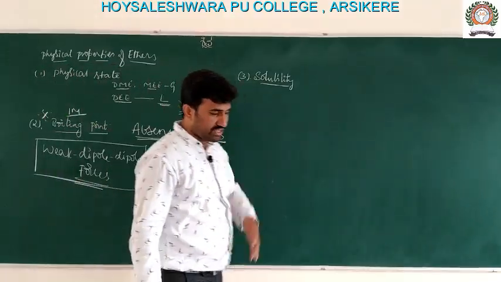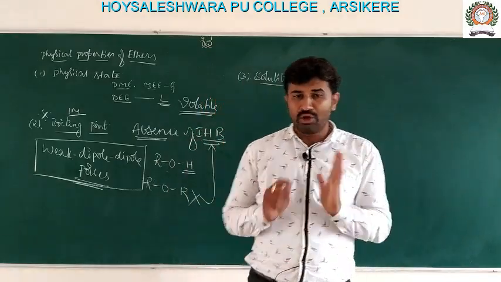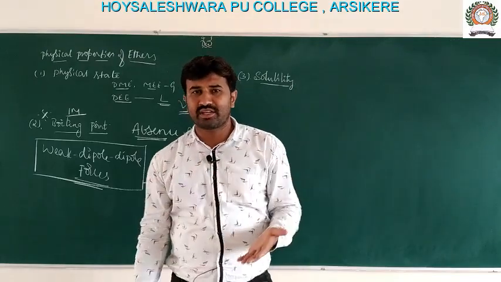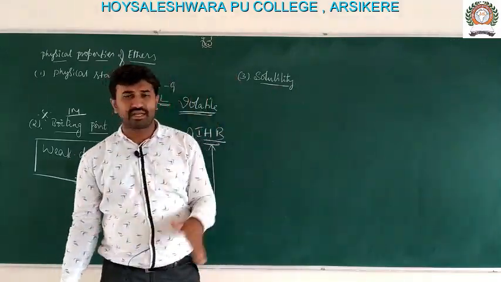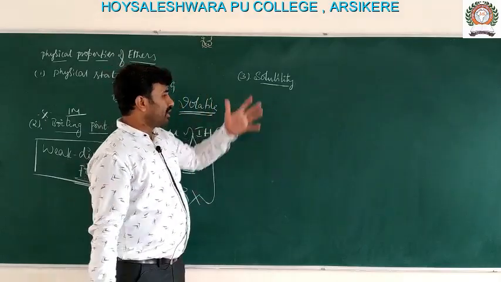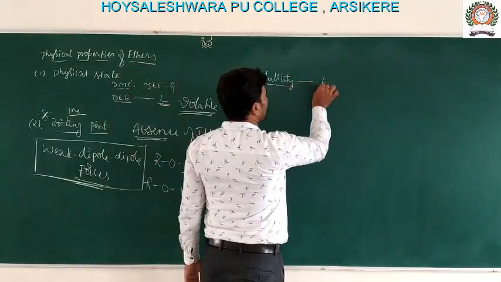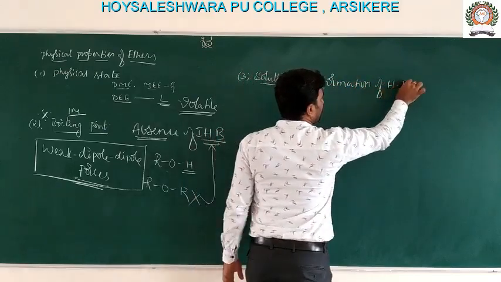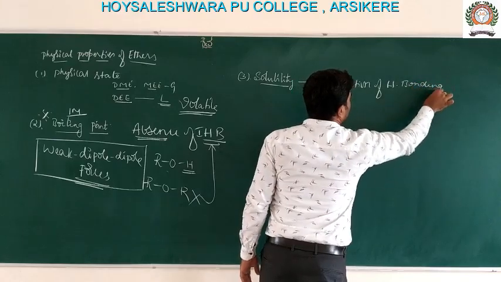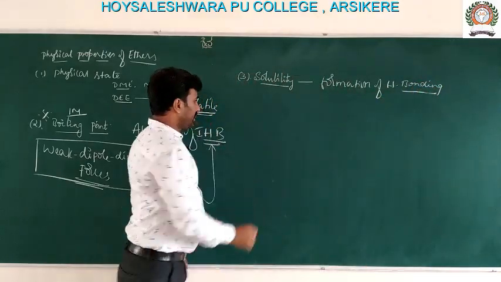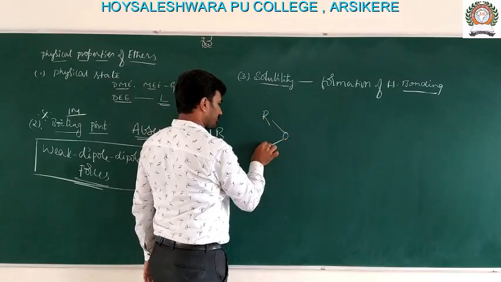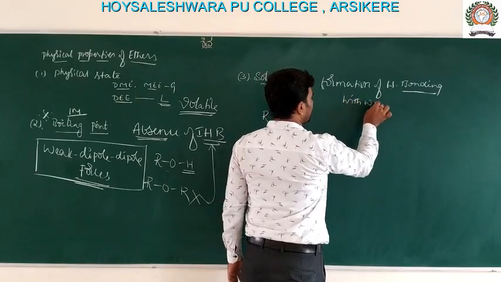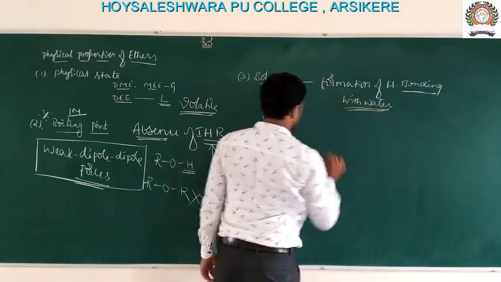The next point is the solubility. Lower members of ethers are soluble in water, but higher members are not soluble. The same explanation has been discussed in the alcohols also. For lower members, the solubility is due to the formation of hydrogen bonding with water. It is very important.